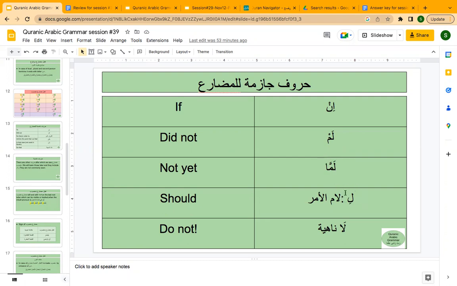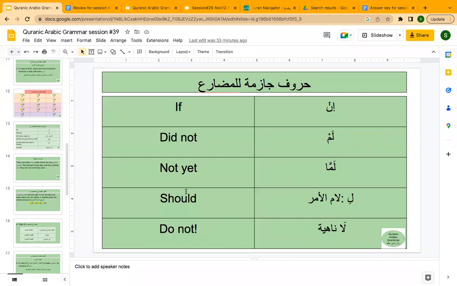Li is called lamul amar as well, and it has a meaning of should. For example, if I say li yansur, it will mean he should help. Li tansur, you should help. Did you notice how I said those two statements, how much emphasis was there? I'm not just saying, okay, you help or you not help. No, it's not an informational sentence. It is a command there. There is something that I'm expecting of a listener.